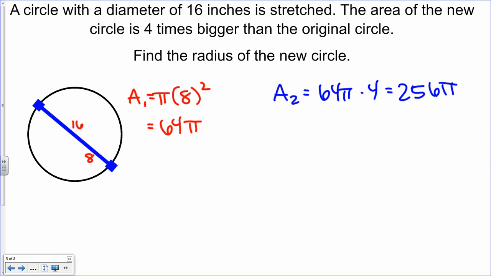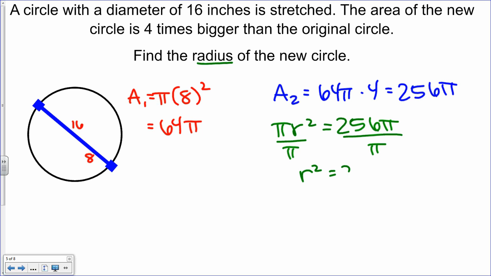Okay, and the area of this then lets us find out the actual radius. So what we did earlier, remember, is that we set pi r squared equal to our area, 256 pi, and we can solve for the radius of this circle. You can divide both sides by pi. So your radius squared is 256. When you square root that, you get a radius of 16 inches.